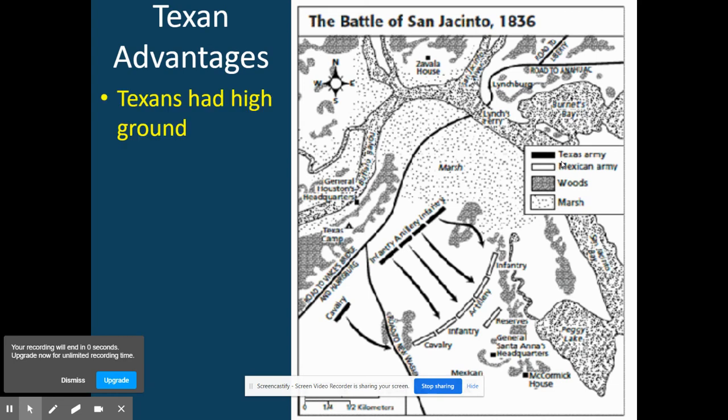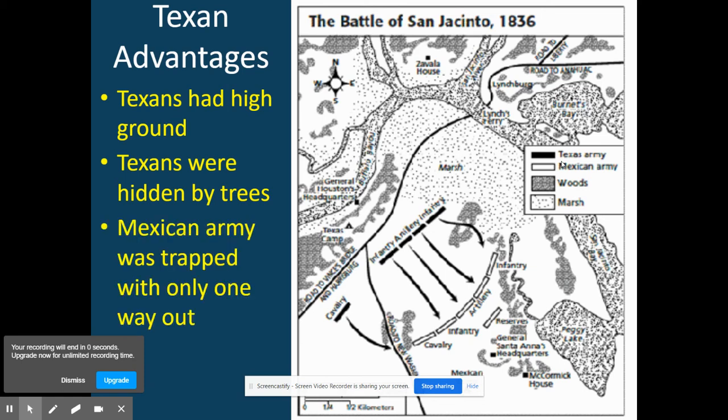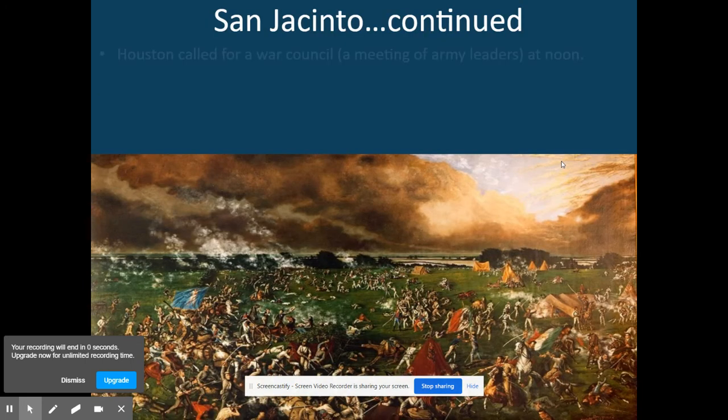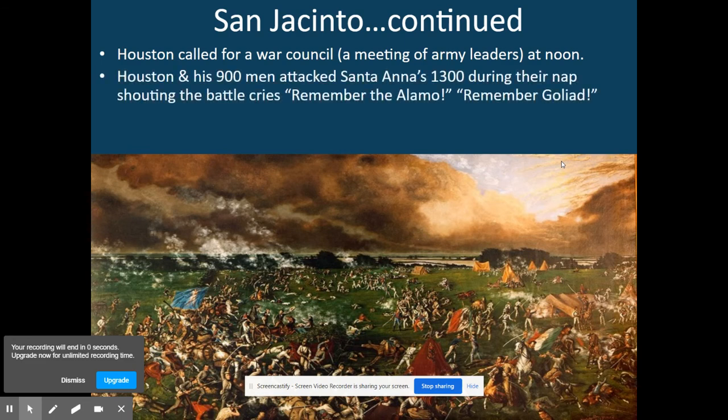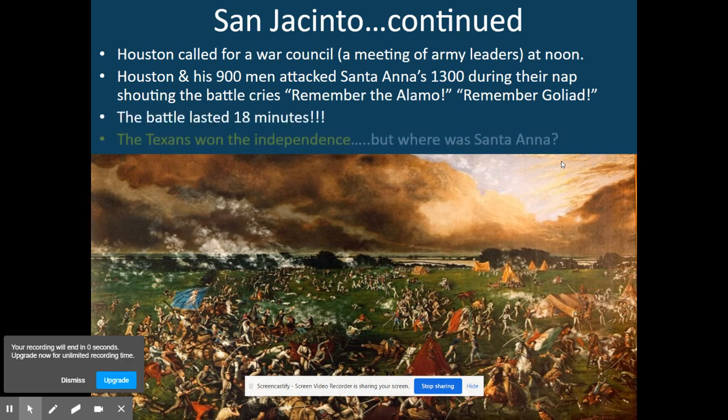Texas advantages. Texans had high ground. Texans were also hidden by trees. The Mexican army was trapped with only one way out. San Jacinto continued. Houston called for a war council, which is a meeting of army leaders, at noon. Houston and his 900 men attacked Santa Anna's 1,300 during their nap, shouting the battle cries, "Remember the Alamo! Remember Goliad!" The battle lasted 18 minutes.